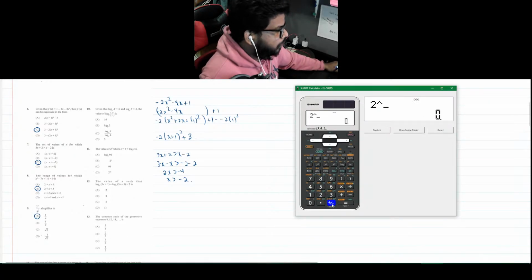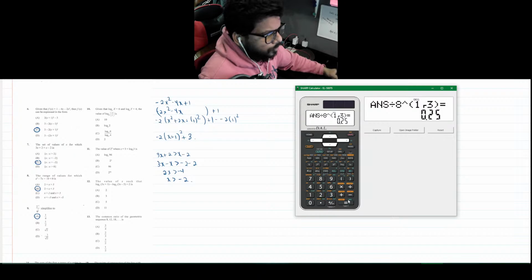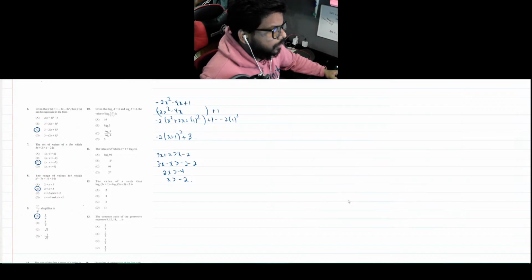2 to the power minus 1 divided by 8 to the power 1 over 3. That is 0.25, a quarter. That is that, that is that. I think this one is 2.